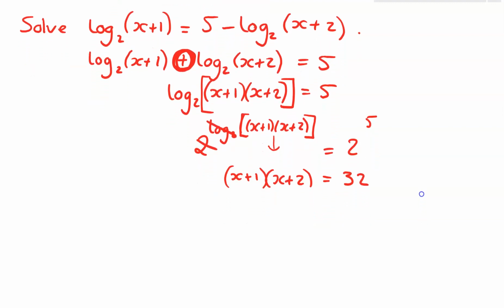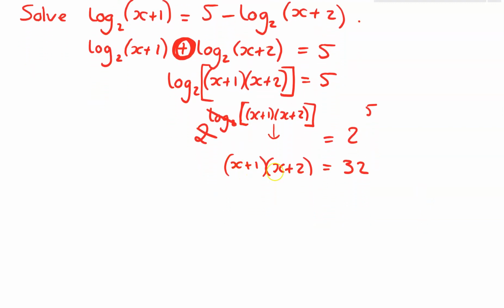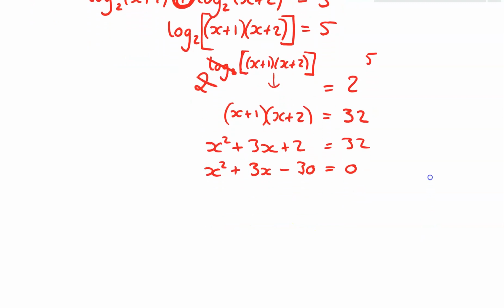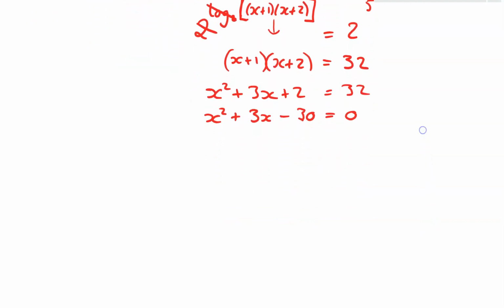Okay, so this is now going to be a quadratic. If I multiply out these brackets, I'm going to get x squared plus 3x plus 2 equals 32. Take off the 32 and solve. It's not going to factorise, so I'm looking at either using the quadratic formula, completed square form, or polysolve if you have that in your calculator.